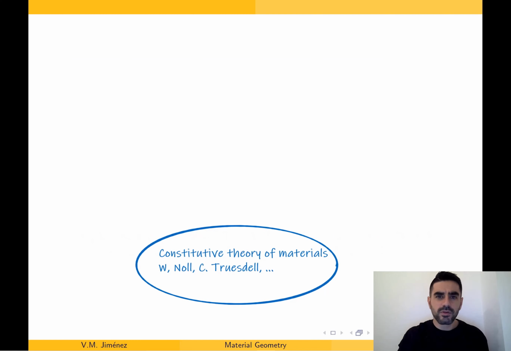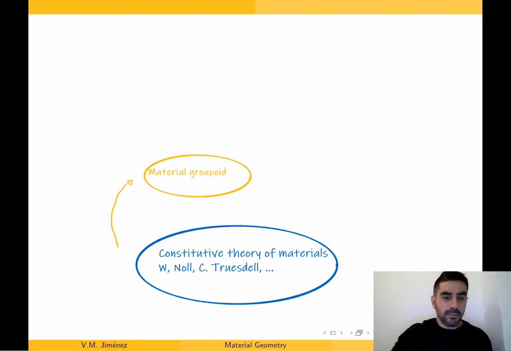So let me start by giving you a very brief scan of the approach. The physical framework is the constitutive theory of materials, which was first started by Walter Noll in his thesis, and it has been worked on by a lot of authors like Truesdell, Wang, or Madsen. Maybe the cornerstone of this approach is the discovery of a groupoid which codifies all the intrinsic properties of the material, and this groupoid is called the material groupoid.